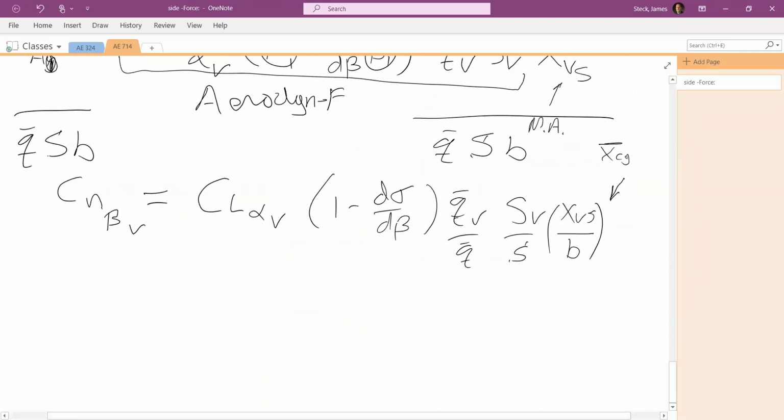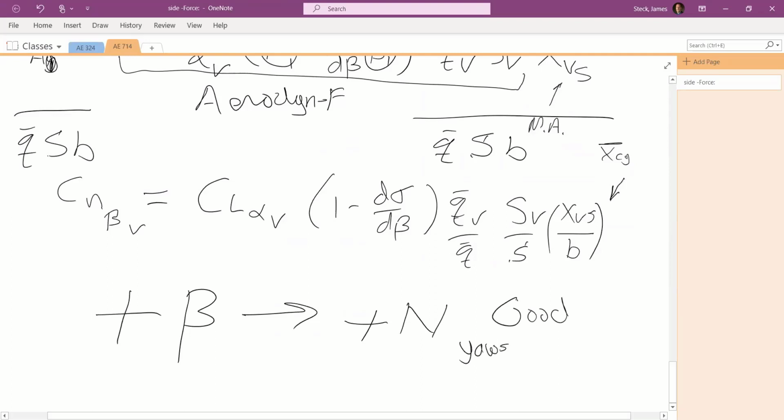All right, we've already talked through this, but now notice that a positive beta produces a positive yaw, and that is good because it yaws into the side slip, which means it reduces the disturbance, beta.